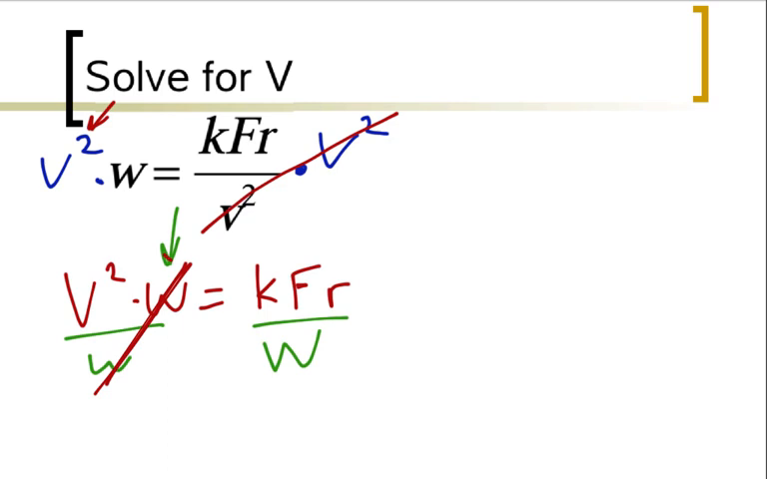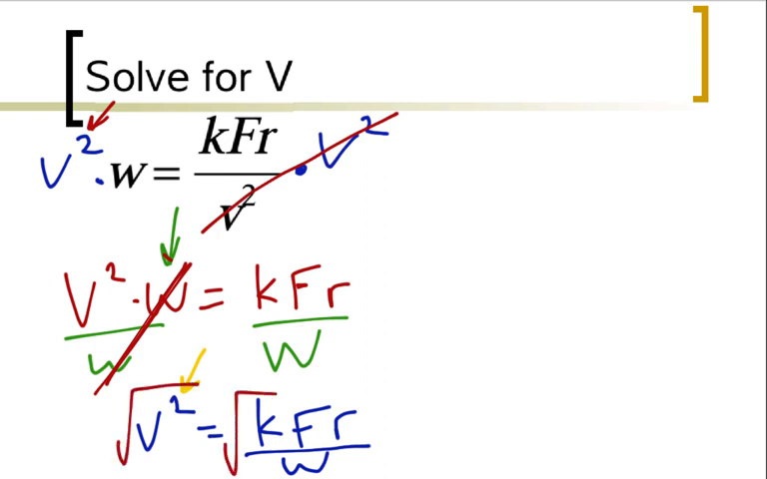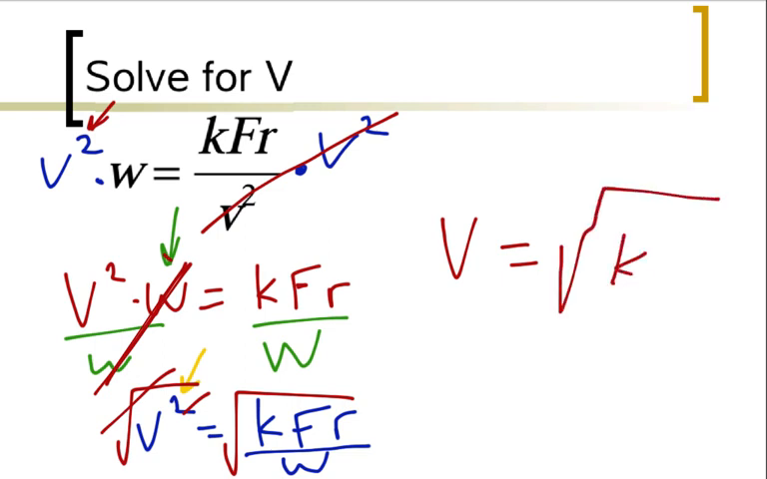I've got v squared equals kfr over w, but I want v all the way alone. Right now it's got a square with it. So to get rid of a square, the opposite of squaring it is square rooting it. So I square root both sides, and I find that v is now alone. Because the root and the square cancel, it's equal to the root of kfr all over w.